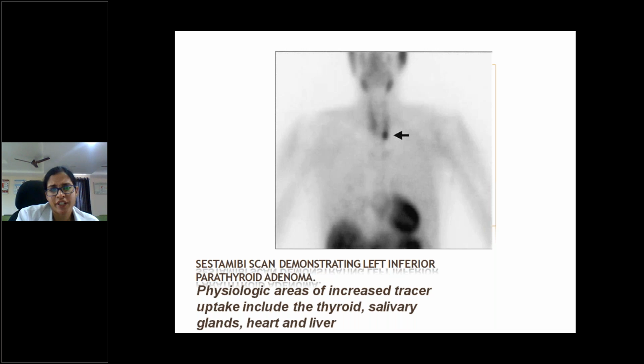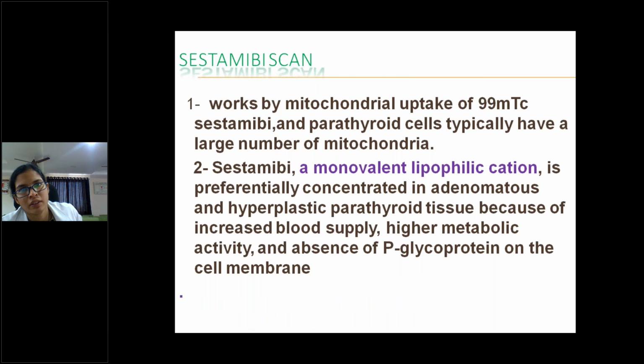Sestamibi scan demonstrating the left inferior parathyroid adenoma. Here, increased tracer uptake includes thyroid, salivary gland, heart and liver. These are the organs which show increased uptake. So the sestamibi scan is used to identify the parathyroid gland preoperatively.